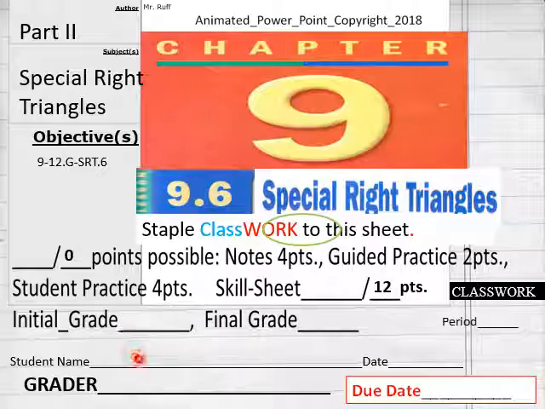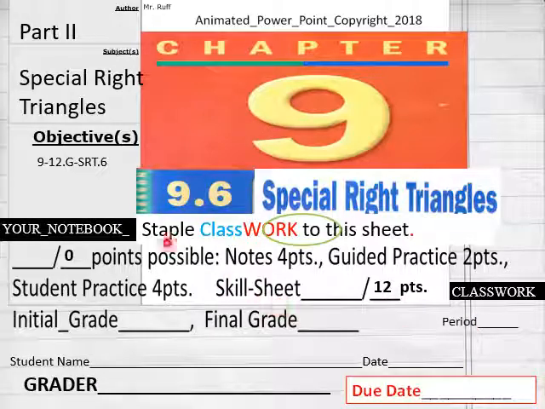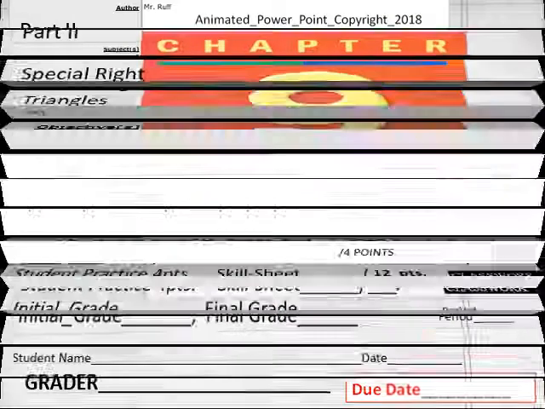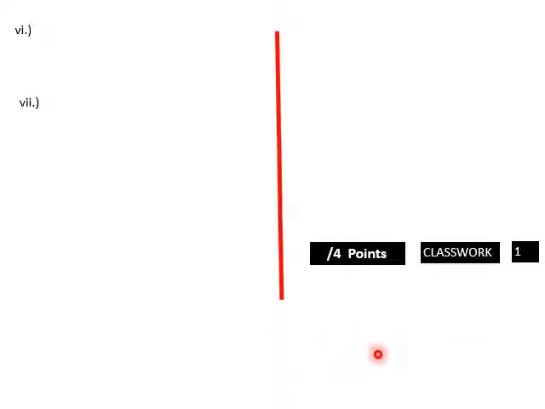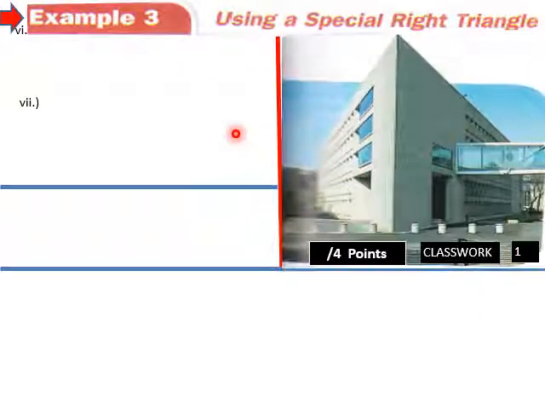You have 12 points here on your classwork sheet. Have that out in front of you. Name, date, period. Students, due date: online and homeschoolers, 0 points of notebook taking on part 2. Let's jump right into page 1 of part 2.